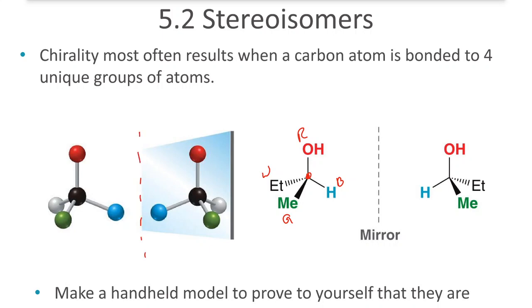But if I flipped one of them around on top of the other, they're not going to exactly fit back on top of each other. So these are actually non-superimposable mirror images. Therefore, they have a special name. They're called enantiomers. Non-superimposable mirror images are called enantiomers.